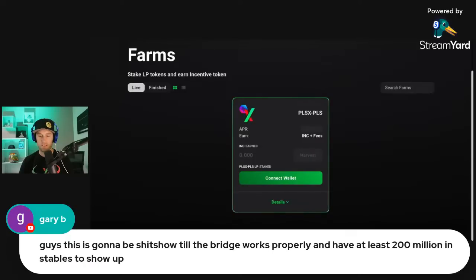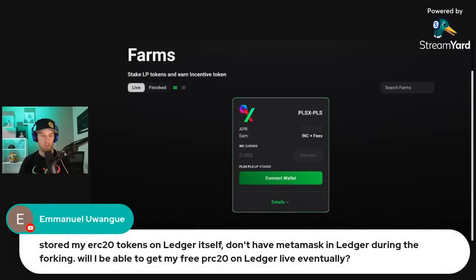Let's see here. Yes, you will. All you have to do is connect your Ledger Live to MetaMask. I actually have a tutorial on my YouTube channel, which you can go to, and it'll show you how to connect your Ledger to MetaMask.